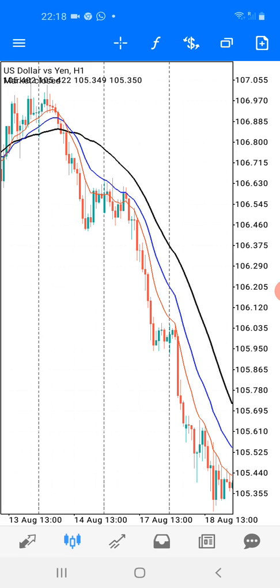Next time we continue, I will be adding a relative strength index and show you how it works with this strategy. But for now, enjoy this.